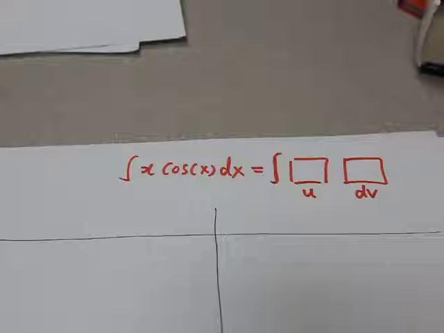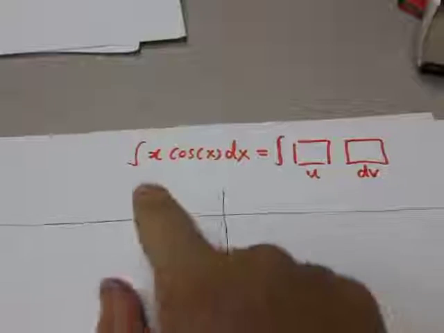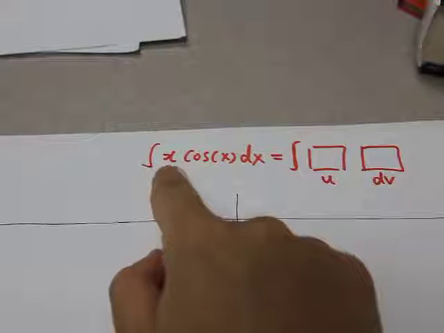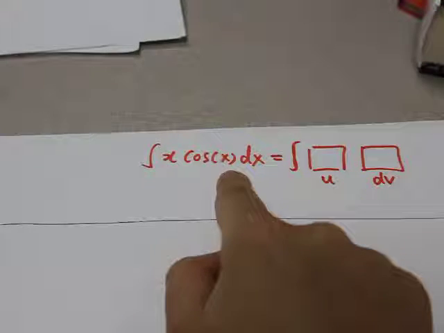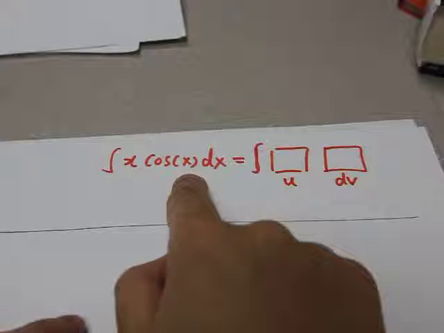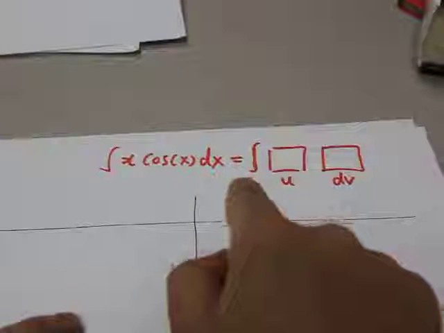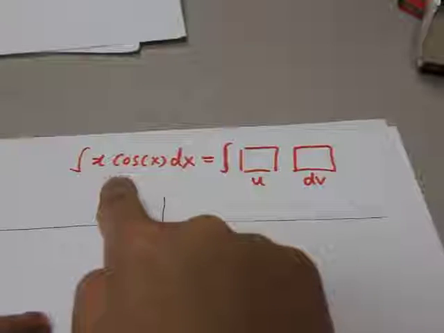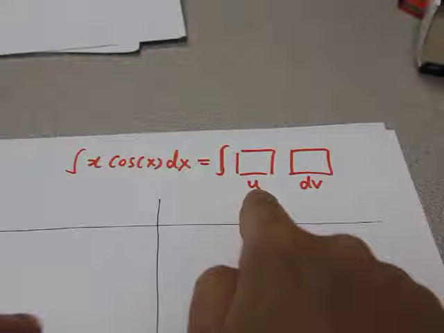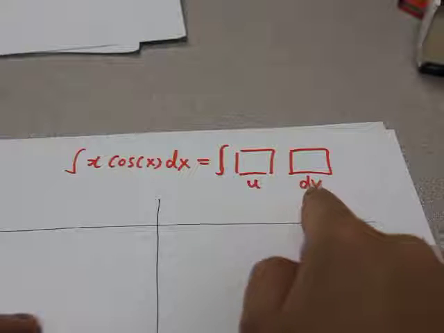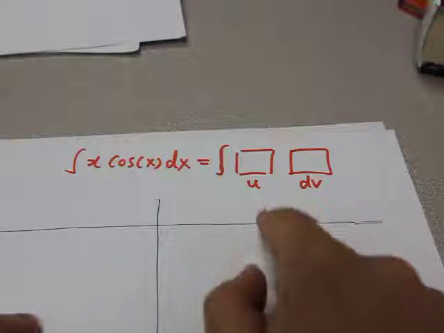Now, let me show you another example. Here, we want to integrate the function x times cosine x. So, if we are going to use integration by parts, we're going to determine which expression is going to be u and which expression is going to be dv. And keep in mind, dv always has the term dx, right?